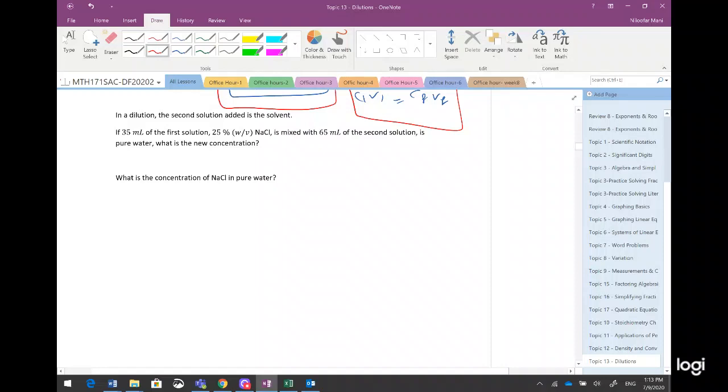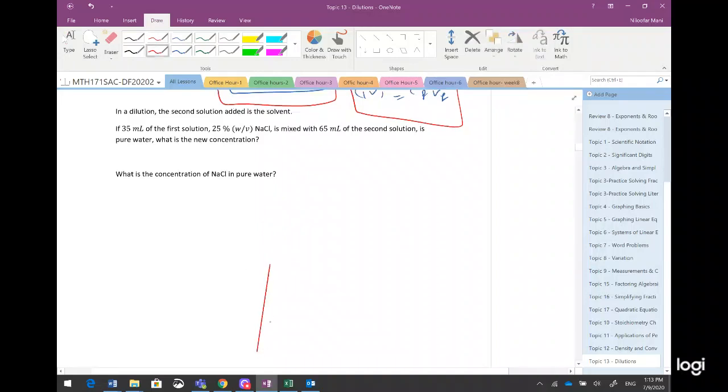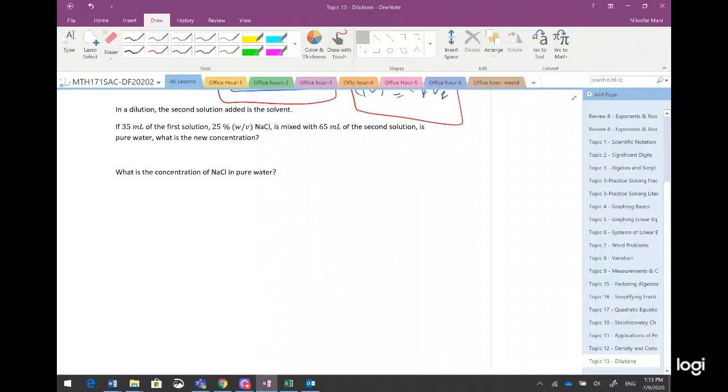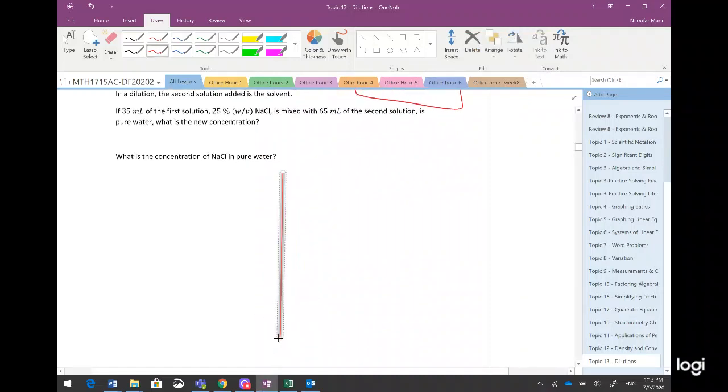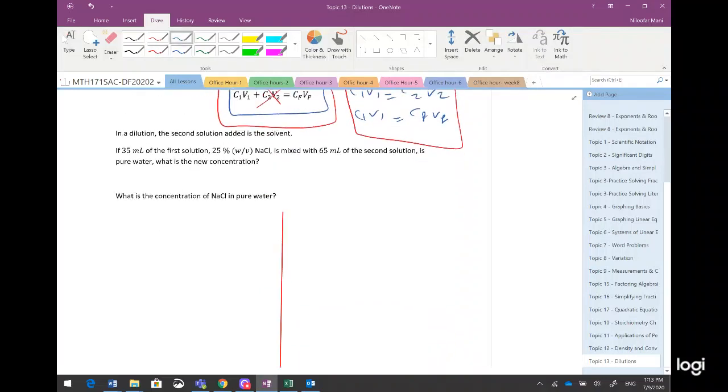Okay, so I want to do it with two formulas here. One of them I do C1 V1 plus C2 V2 equals C final V final. So C1 is 0.25. You know, 25% mathematically is just a symbol, just a number. But if I want to use it in math, I have to divide it by 100.